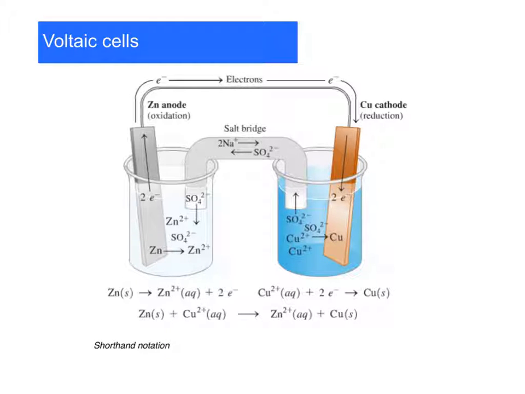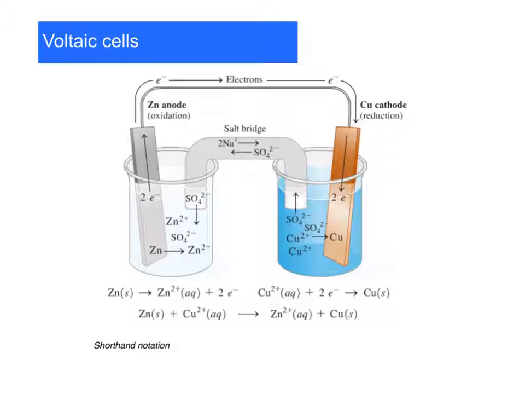And then we also need a salt bridge. So the salt bridge prevents the two reactions from getting a buildup of charge, which isn't allowed. So if we were to keep moving electrons, which are negatively charged, from the anode to the cathode, relatively quickly we'd get a buildup of positive charge in the anode half reaction, and we'd get a buildup of negative charge in the reduction half reaction.